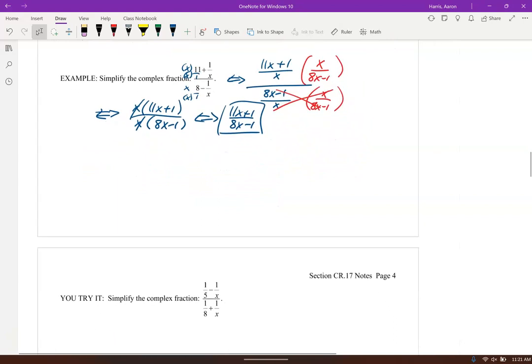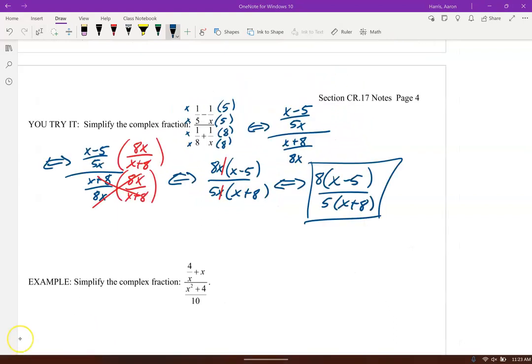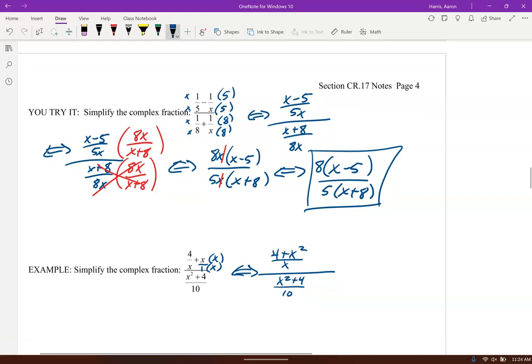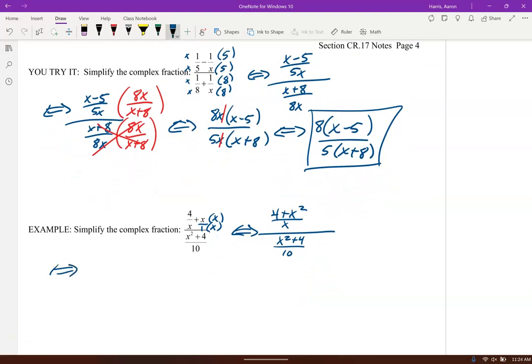Go ahead and let you guys try that next one there. Check yourself there. Pause it if you need to. Let's move on to the next one there. This is x over 1, so I got to get a common denominator of x. The denominator is already one fraction, so this will become 4 plus x squared all over x, over x squared plus 4 all over 10. I'm going to write that as 4 plus x squared, same thing as x squared plus 4. Do that because I noticed that x squared plus 4 on the bottom. I'm going to multiply by the reciprocal.